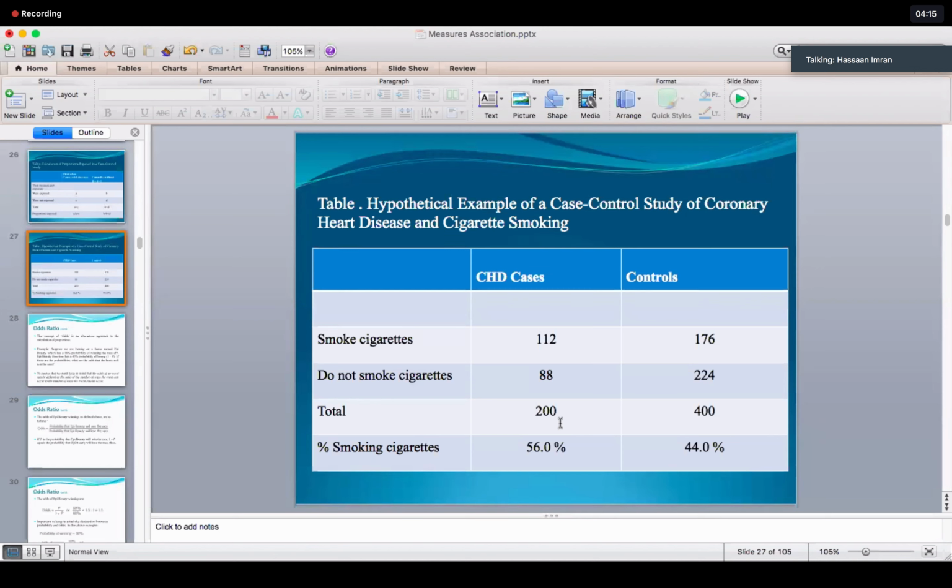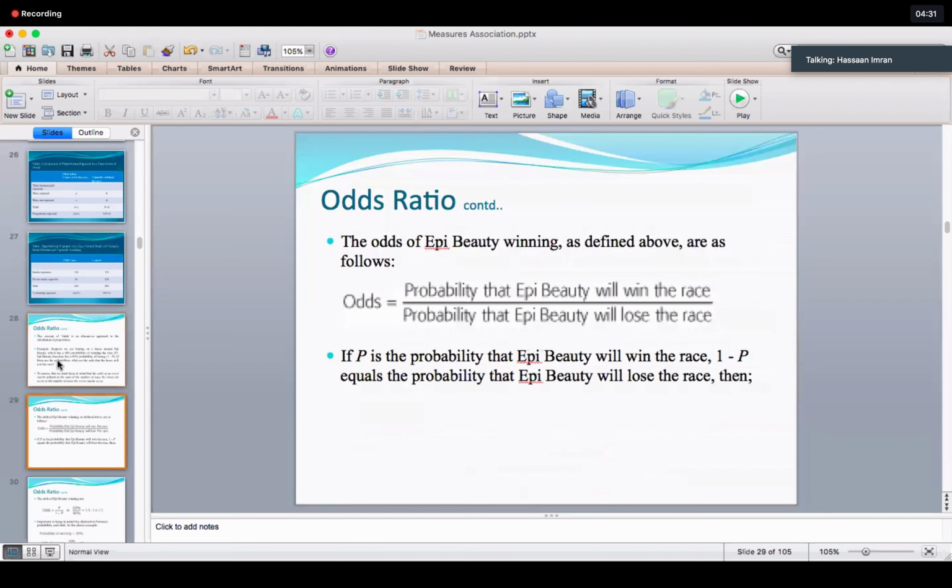This is how we can make use of these proportions that have been calculated. If this P is known to you, 1 minus P you can always calculate for this C and here for D. And you can calculate your odds ratio, right?